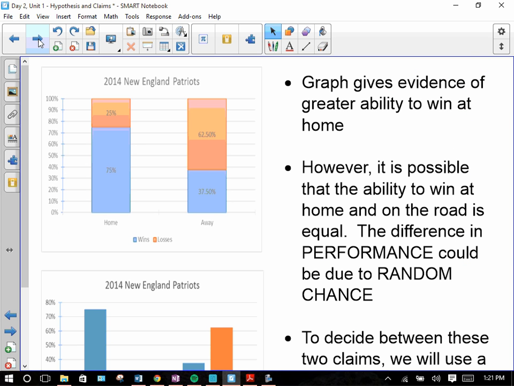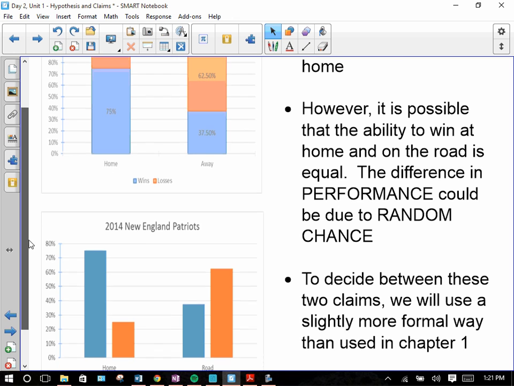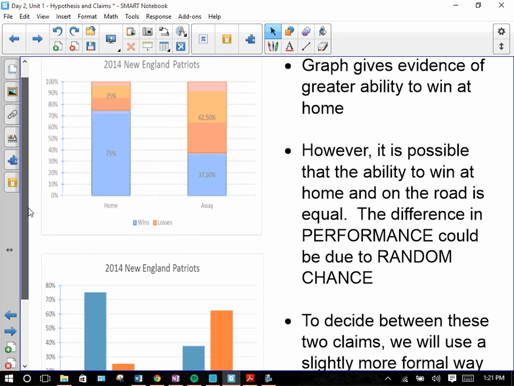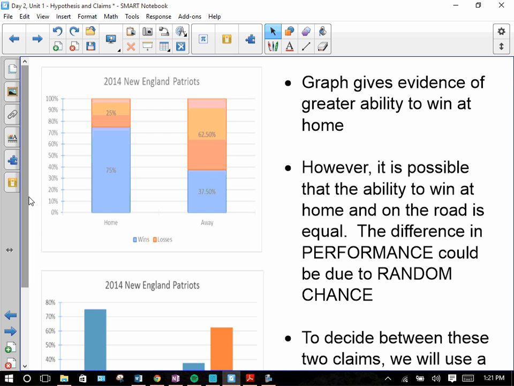On this page that's up here, you're going to write down everything that's in the first 2 bullets. The last bullet, you don't need to write down, and you don't need to draw these graphs. These graphs right here are the same graphs that Ezekiel and Mr. put up there, nicely on the computer. What I want you to notice is that the first thing we say is that these graphs give us evidence of a greater ability to win at home.